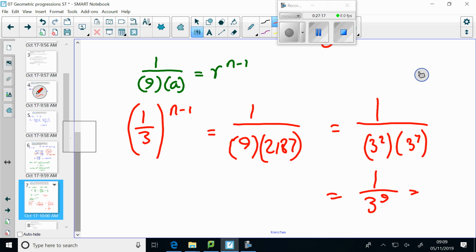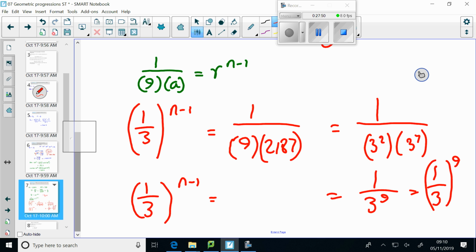I can write that as 1/3 to the power 9. We're going back to the laws of indices here, remember? So that is 1 to the 9, which is still 1, over 3 to the 9. So overall, what we're saying is (1/3) to the n minus 1 is equal to (1/3) to the power 9.